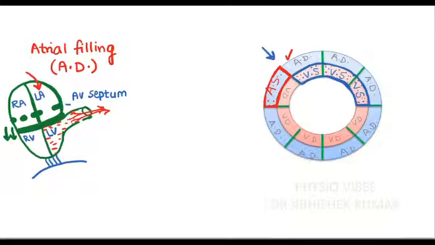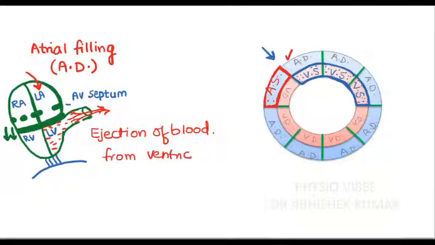So, there is ejection of blood from the ventricles due to the contraction of the ventricle. This is known as ventricular systole. We can again mark in the circular diagram the beginning of ventricular systole.